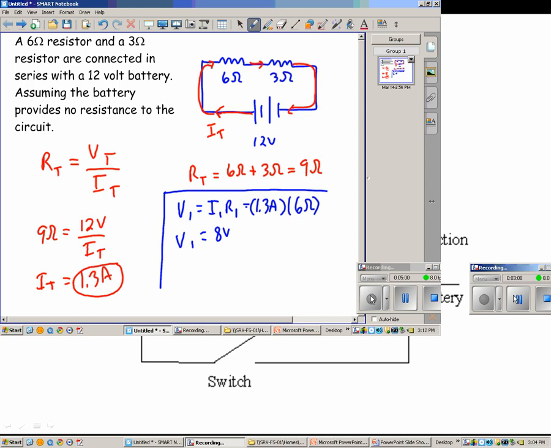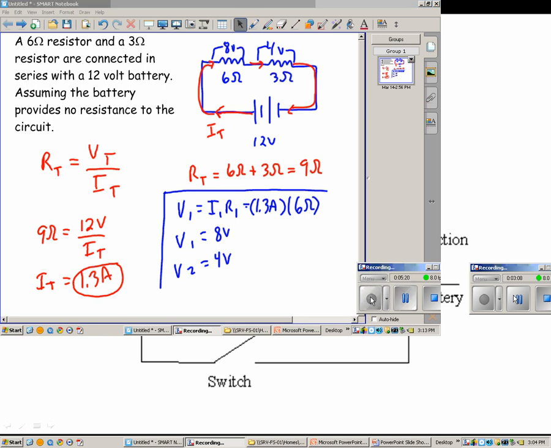Now I know automatically that the 3 ohm resistor has to be 4 volts because the two have to add up together. So I know it's 4 volts here because that all adds up together. So V2 has to equal 4 volts. Or I could have done V2 equals I2 times R2 and come up with the answer as well.